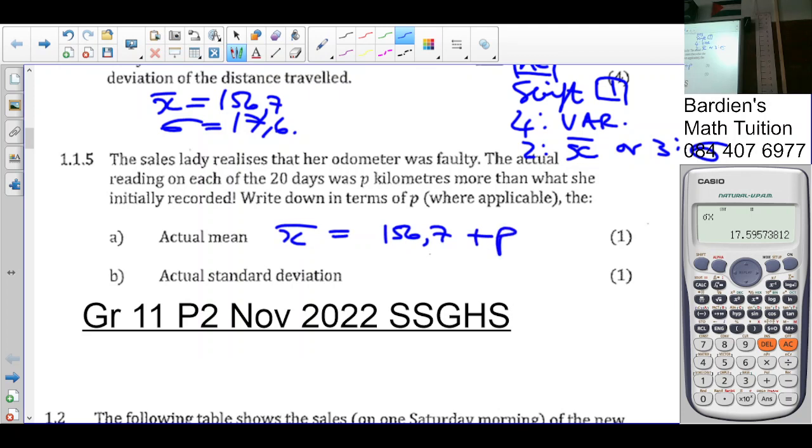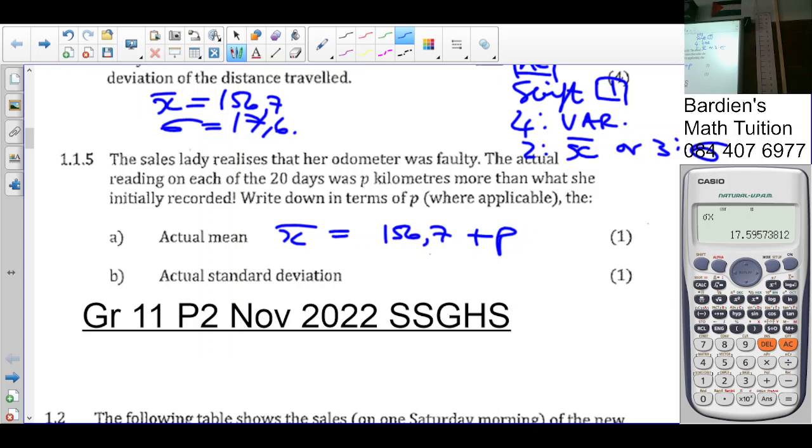Okay, can you see that? So if it is 20 days that the recording was taken, it's simply going to be 20 times the mean, divided by the number of days, which is 20. You understand it? So that is going to be that.